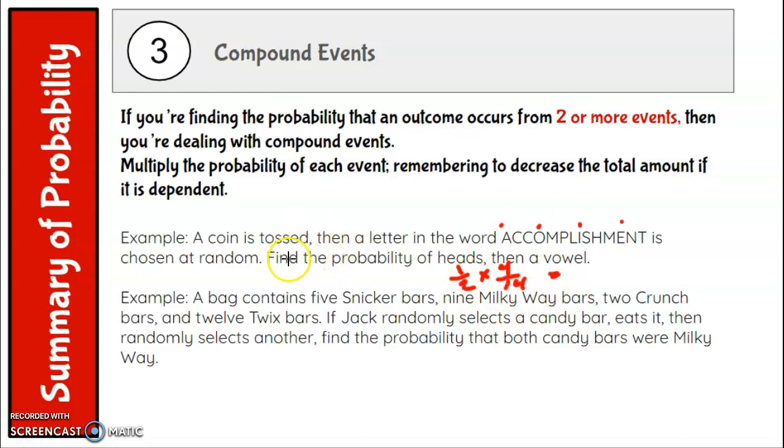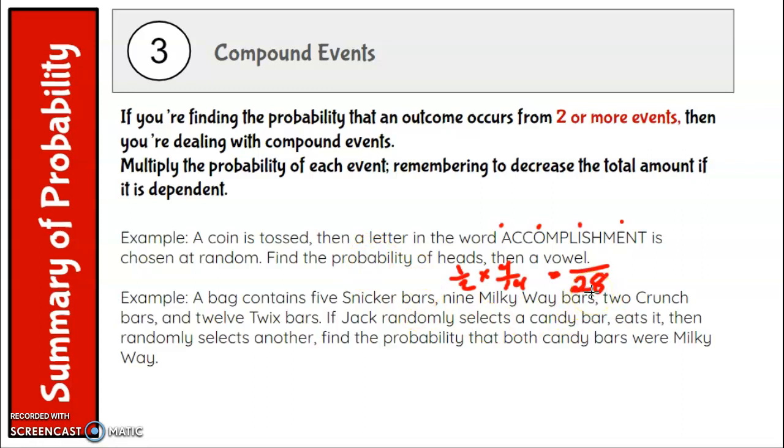So the number of combinations I could have of heads and tails and then letters is 28 different outcomes. That's my tree diagram. I could have heads and tails, and then off of heads I could have all of "accomplishment," and then "accomplishment" off of the tails too. And I would come up with 28 different possibilities.